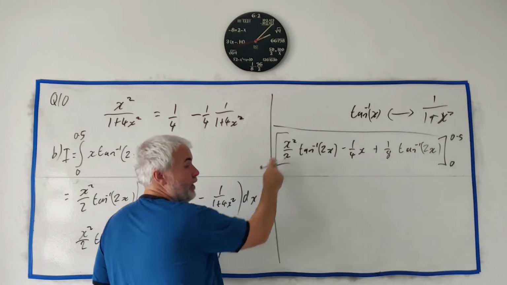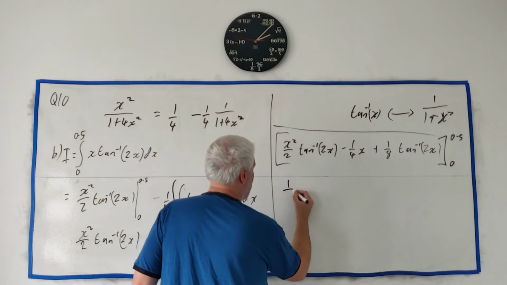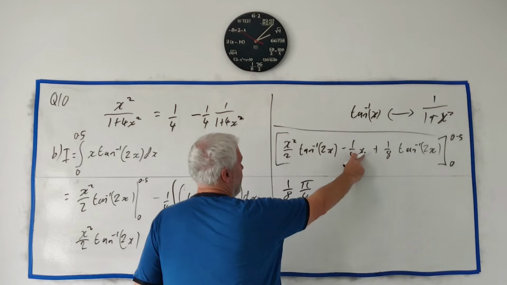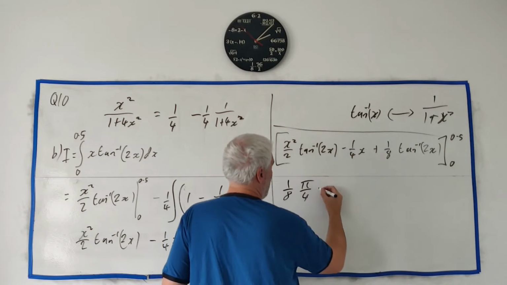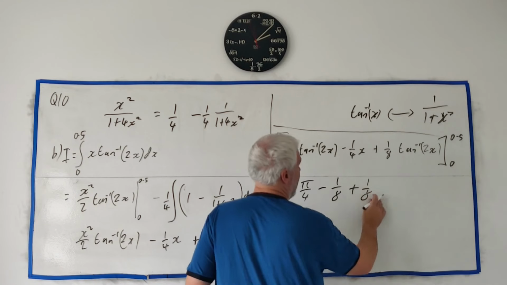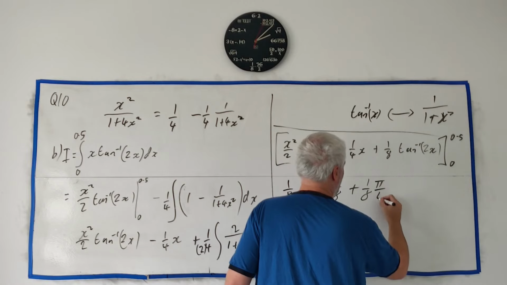This is a half squared. That's a quarter, and that's a half of a quarter. So that's 1 over 8. That's pi over 4. 1 over 2 multiplied by 1 over 4, that's another 1 over 8. Plus 1 over 8, and this is pi over 4 again.